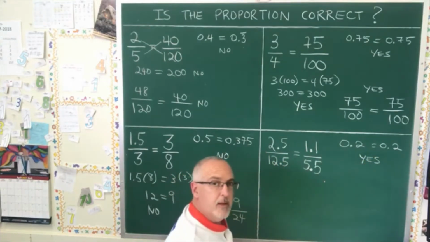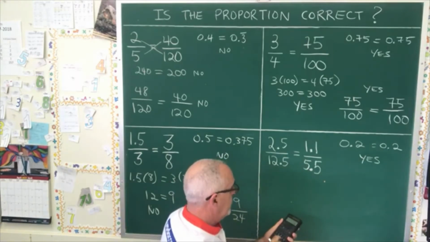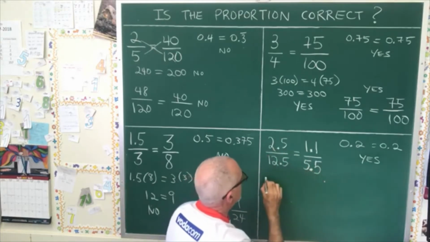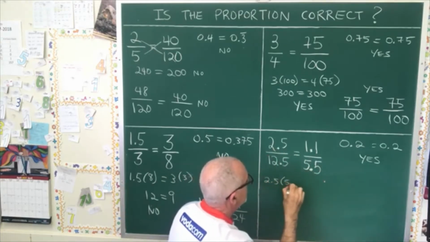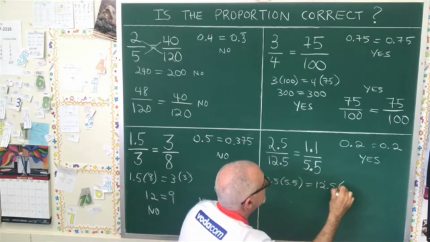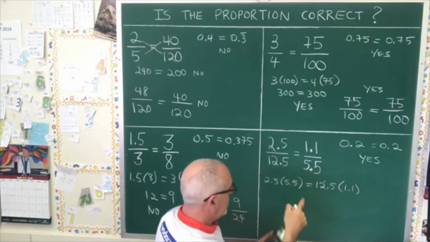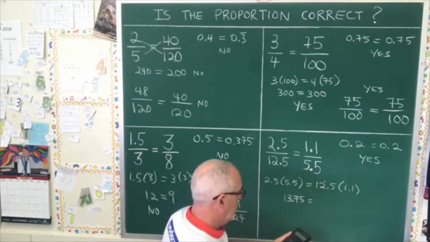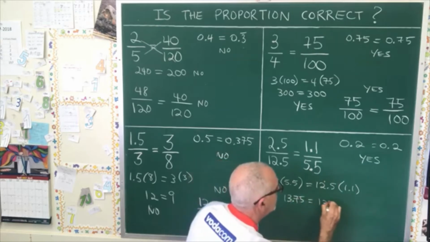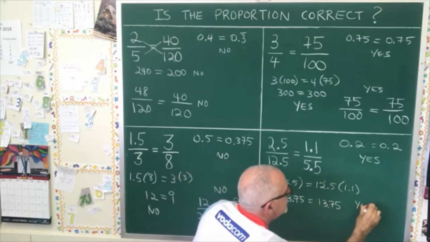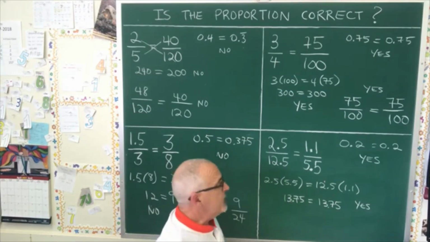Cross multiplying, this will take a little bit longer. 2.5 times 5.5. That's the top here times the bottom there. Has to be equal to 12.5 times 1.1. 2.5 times 5.5 is 13.75. 12.5 times 1.1 is 13.75. Yes, the left side is equal to the right side. It is a proportion. It is correct. But we knew that was going to happen.